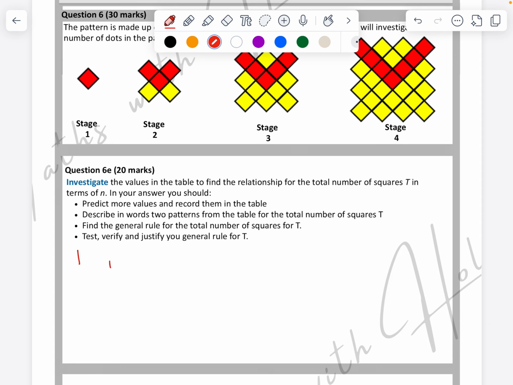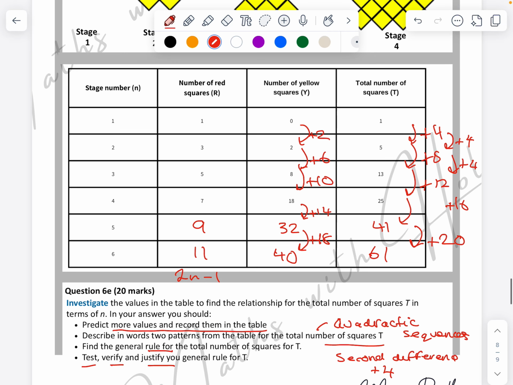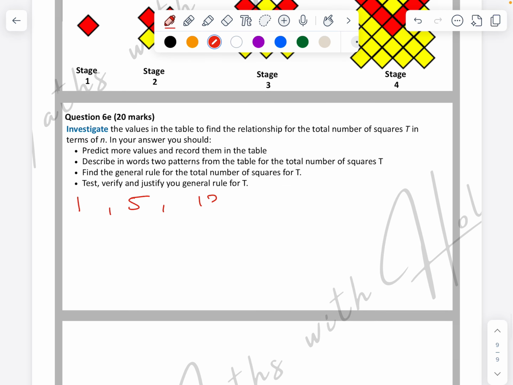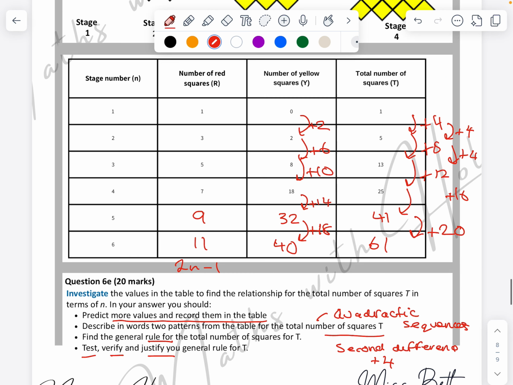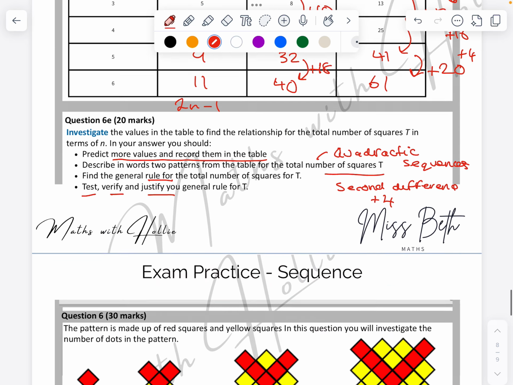So we've got 1, 5, 13, 25. So we've already worked out up here that the second difference was plus 4. Yeah, plus 4. So because it's a quadratic, we just divide that by 2. And that tells me that the rule contains 2n squared.